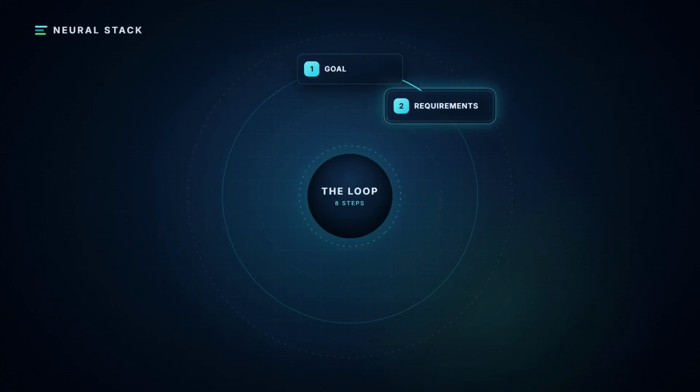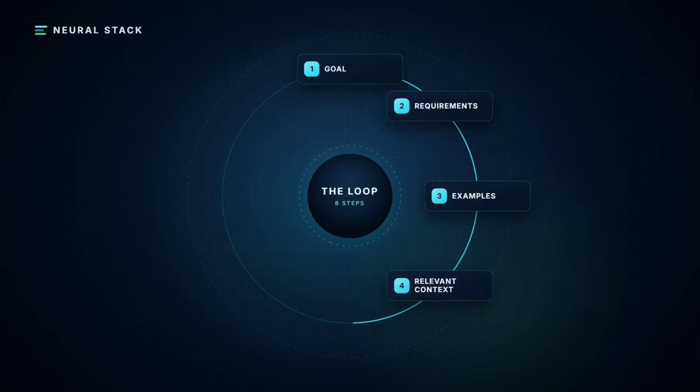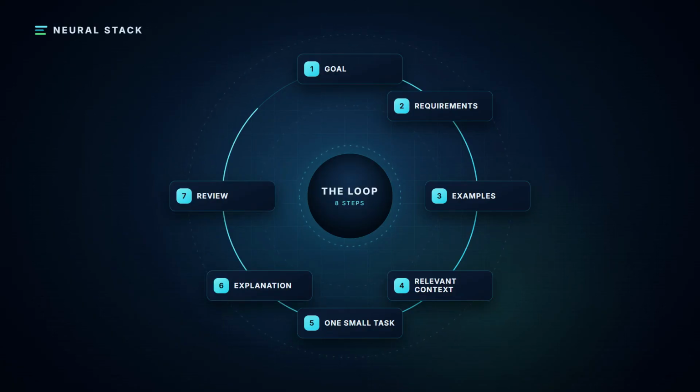First, state the overall goal. Second, list the concrete requirements. Third, provide focused examples of inputs, outputs, or implementations. Fourth, share only the relevant project context. Fifth, choose one small task. Sixth, ask for an explanation of the result. Seventh, review the suggested code and every dependency. Eighth, compile it, test it, and check the warnings or errors. Then repeat the same process with the next small task.